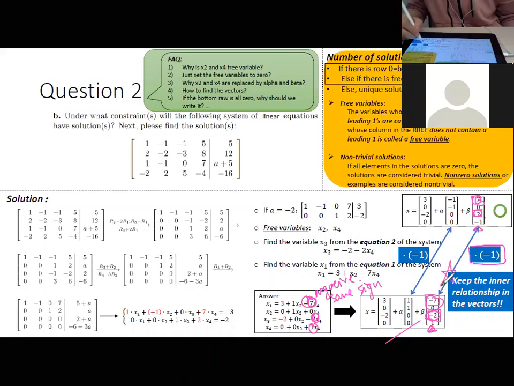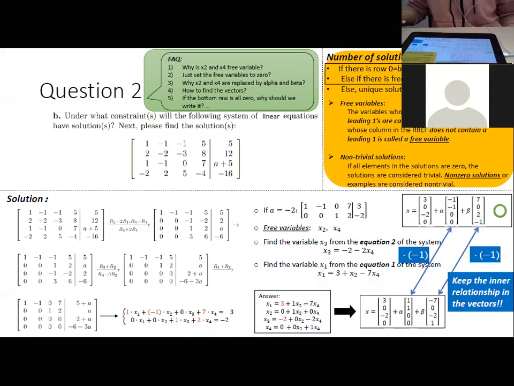So it's very important to remember that there is more than one way to write down the general solution, but you should always keep the inner relationship in the vectors. And that's all. We keep going to introduce the non-trivial solution.